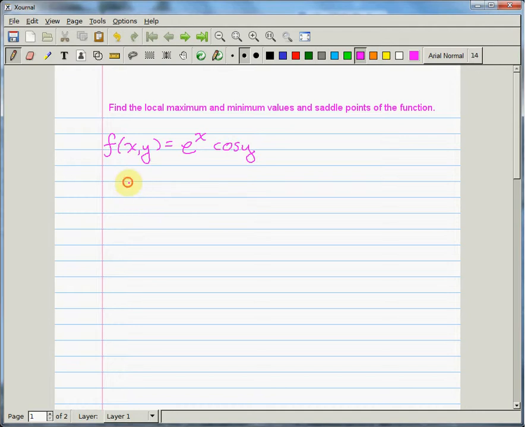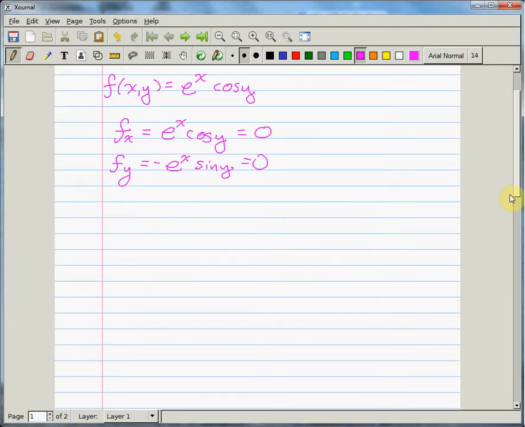So let's do that. Here the partial derivative of this function with respect to x is e to the x cosine y. Setting that equal to 0 gives us one equation. And the partial derivative of this function with respect to y gives us minus e to the x sine y equals 0. So now we have two equations. We have to solve the system of equations.